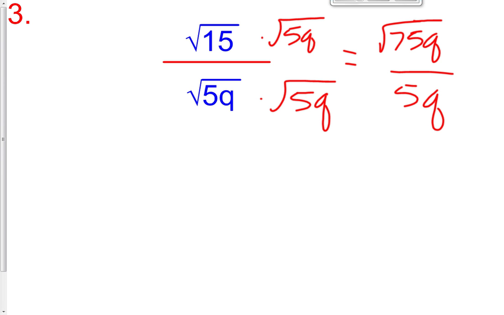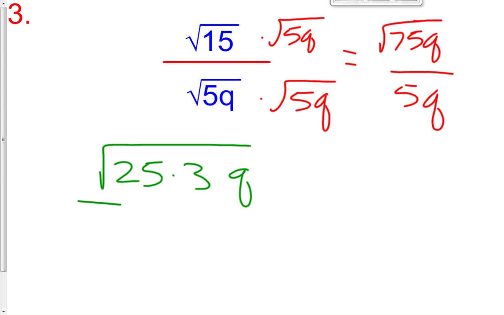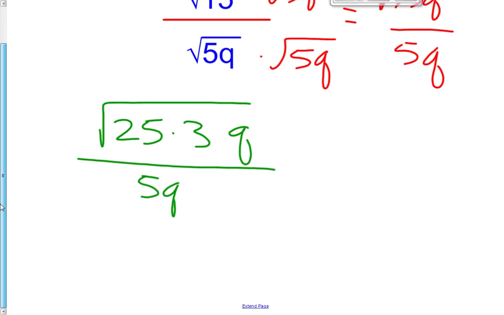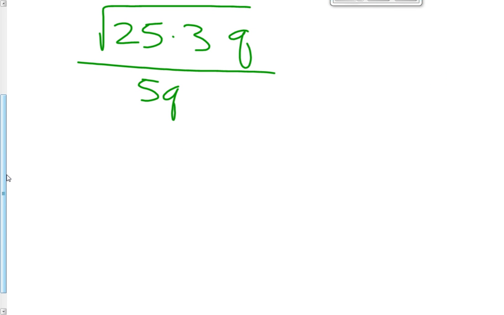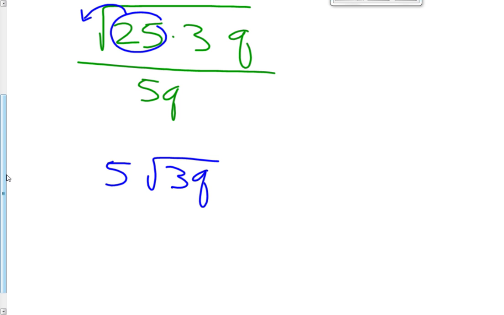That's great. Now we need to simplify if possible. And 75 breaks up into 25 times 3. So now you have the square root of 25 times 3q divided by 5q. Let's keep breaking this down further. We know what the square root of 25 is. The square root of 25 is 5. So this can come outside the radical as a 5. And underneath the radical, we're left with 3q. And in the denominator, we have 5q.